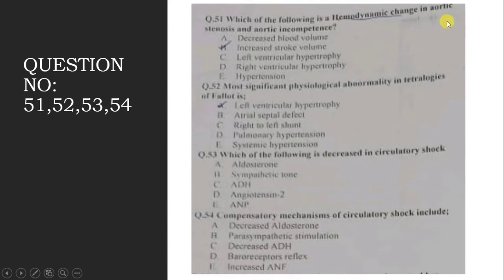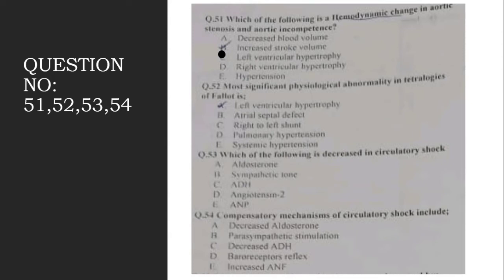So the effect of these two conditions on the heart is basically left ventricular hypertrophy, because the heart needs to pump harder in order to pump blood into the systemic circuit. This increased workload on the myocardium can lead to hypertrophy of the heart, particularly in the left ventricle, because the aortic valve is located at the left ventricle. Most significant physiological abnormality in tetralogy of Fallot is left ventricular hypertrophy, ASD, right to left shunt, pulmonary hypertension, or systemic hypertension.